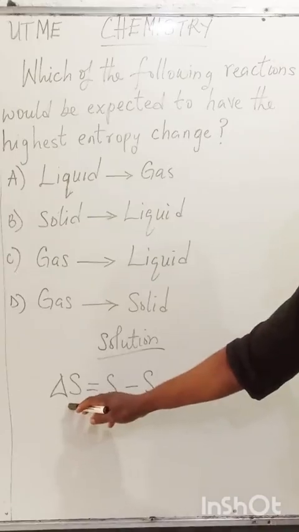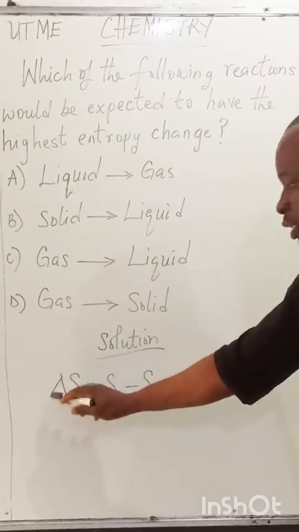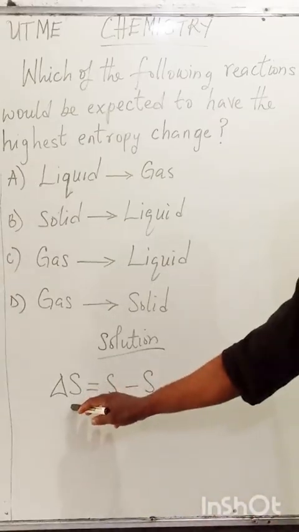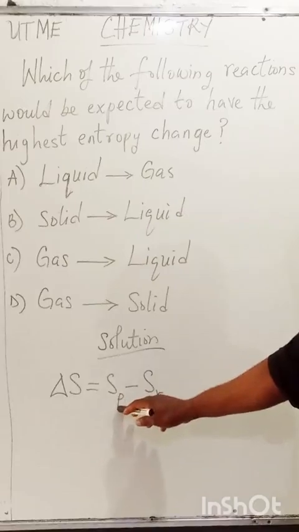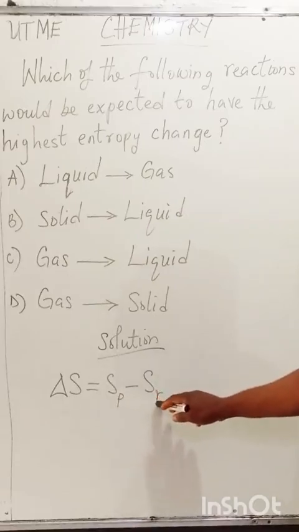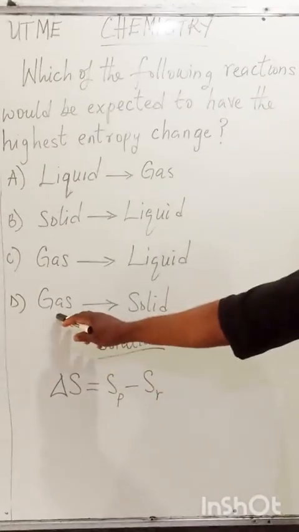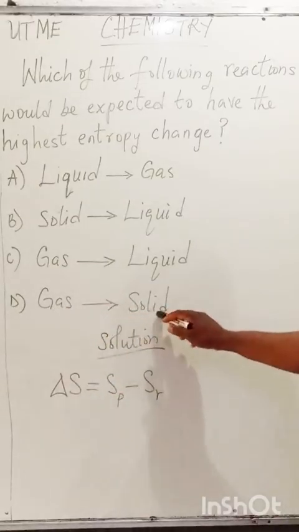And the formula for getting the change in entropy. In chemistry, the symbol for entropy is S, and when we see delta S, that means change in entropy. To get the change in entropy, we use the formula: entropy of products minus entropy of reactants. As you can see in the equations in these options, this is the product and this is the reactant.